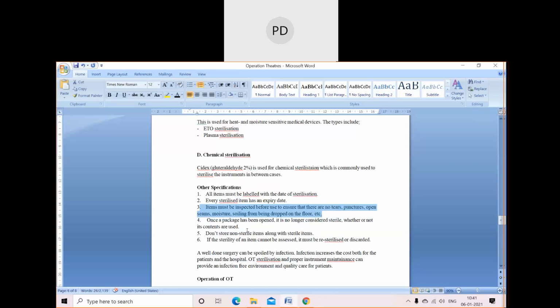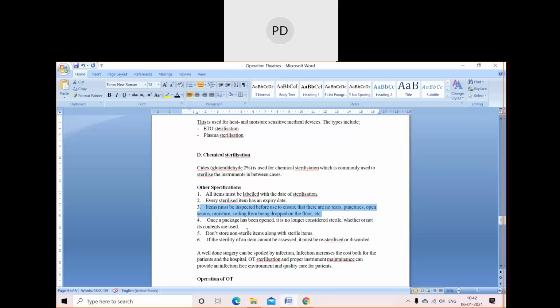Okay, once a package has been opened, it is no longer considered sterile. Remember that. And how do you open it? You open it with one hand. One hand is sterile and the other hand is unsterile. So you would be doing it with one sterile hand, from where you would be taking the instruments as well for the particular procedure. Okay.